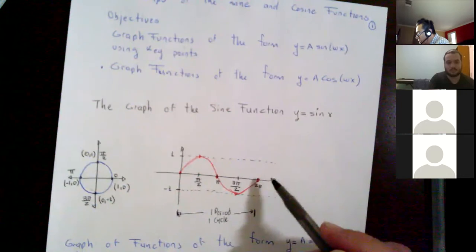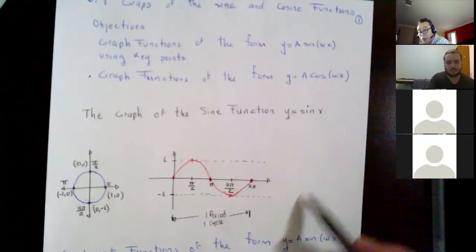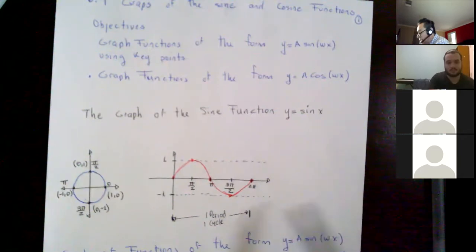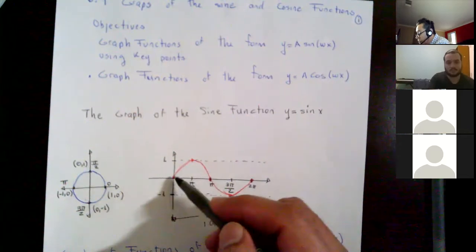But remember that it keeps repeating. It keeps going all over. You know, the domain is all real numbers. We can graph it as many periods as we want to the right and also to the left.